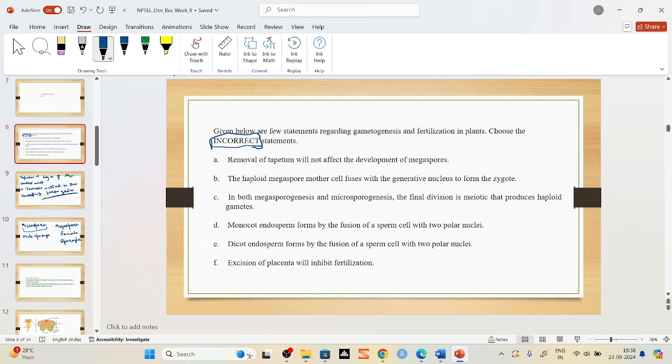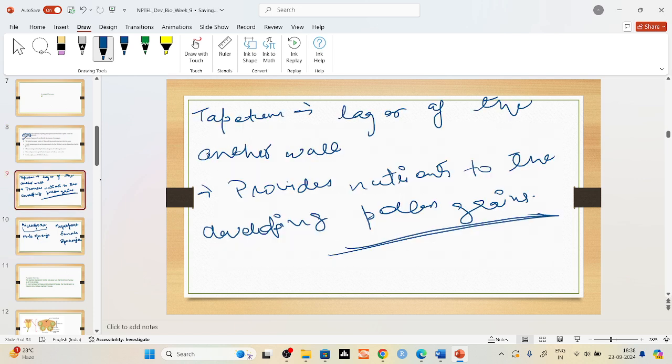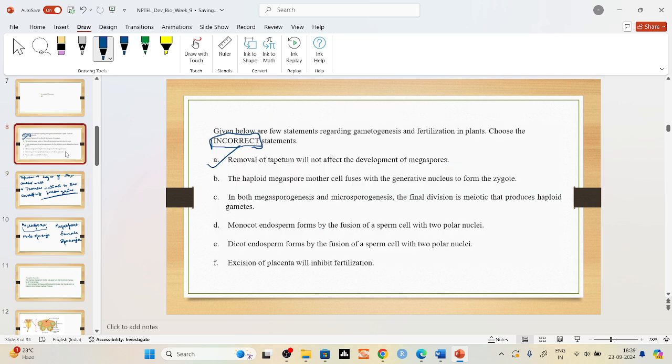So now the question here says removal of tapetum will not affect the development of megaspores. So is this a correct statement or incorrect statement? Megaspore means ovum. So is it correct? Yes, it is correct. Why is it correct? Because we have just studied that tapetum, basically it's a layer of the anther wall, and it provides nutrition to the developing pollen grains. So this means that it is related to microsporangia and not the megasporangia.